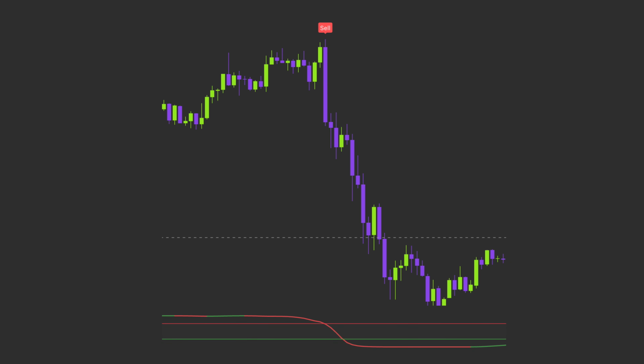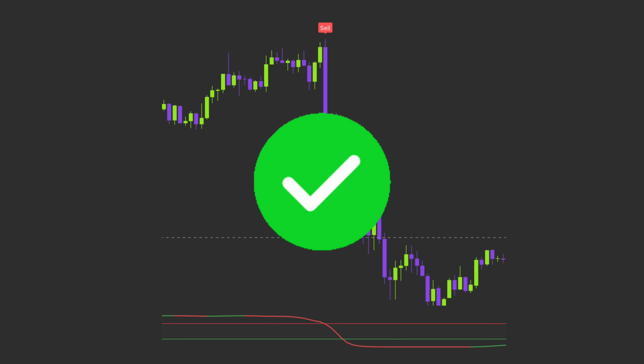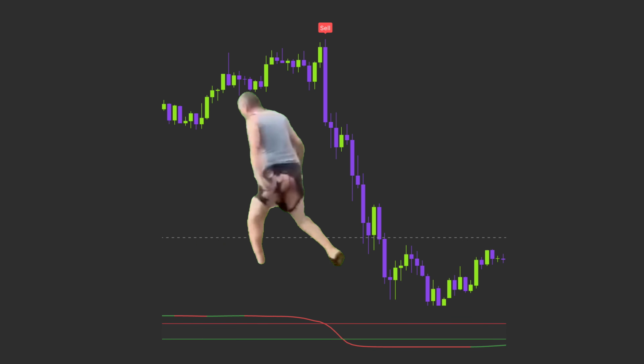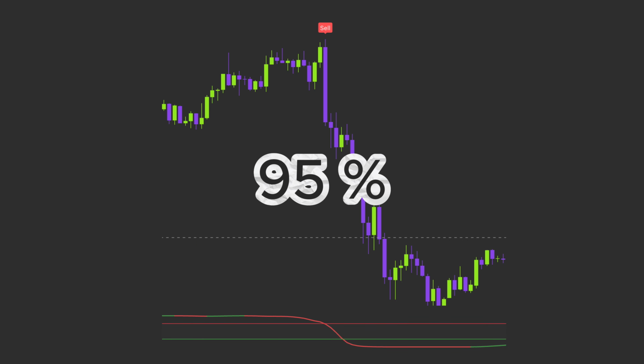Same thing for sell signals. When you get a sell signal from the UT bot, check the STC line. Is it above the red line? And is it moving down? If yes, take the trade. If no, walk away. This one simple check eliminates most of the losing trades, and it takes literally 2 seconds.